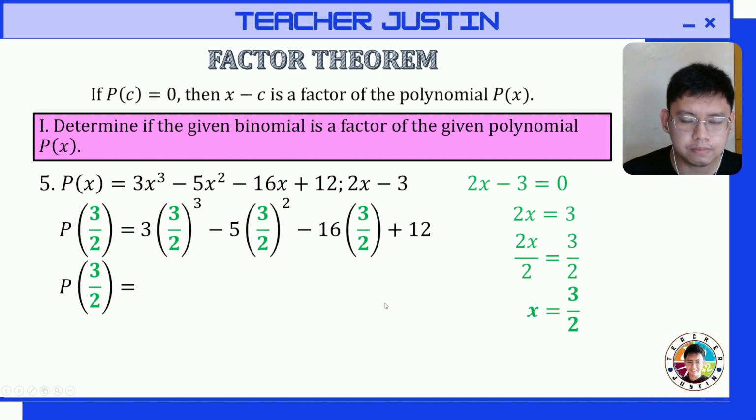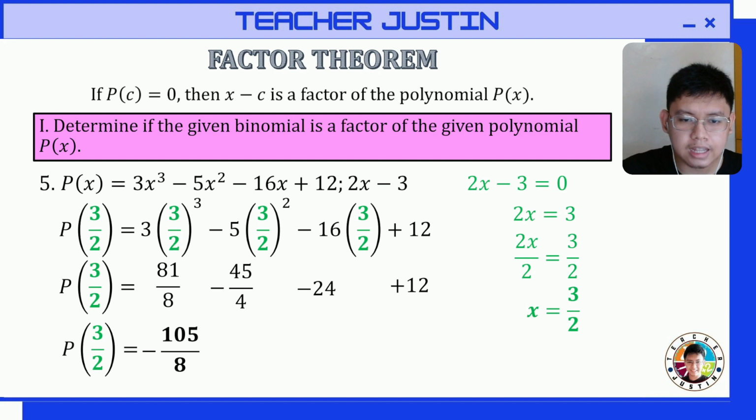So, we will have the cube of 3 over 2 times 3 will be 81 over 8. Then, negative 5 times the square of 3 over 2, that will be negative 45 over 8. Then, negative 16 times 3 over 2. Let's simplify this. This will give us negative 24. Tapos, kopyahin lang natin si 12. So, let's combine them from left to right. That will give us negative 105 over 8.